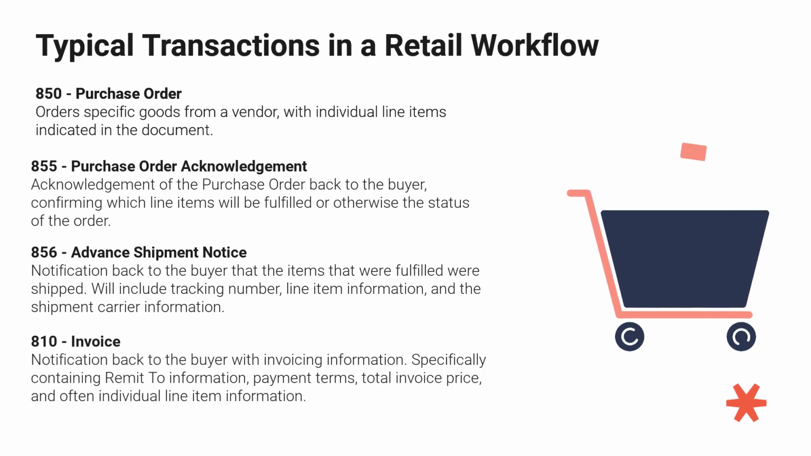Finally, you'll see an 810 or invoice. This would be the supplier's request for payment, detailed items shipped, quantities, prices, and other relevant information.